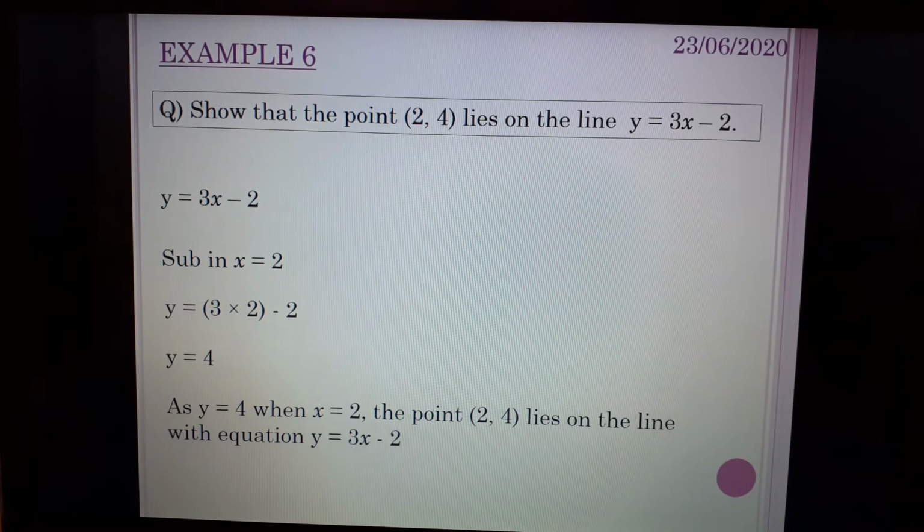So you're just putting part of the coordinate in and checking that the answer you get does actually match the other part of the coordinate. Okay.